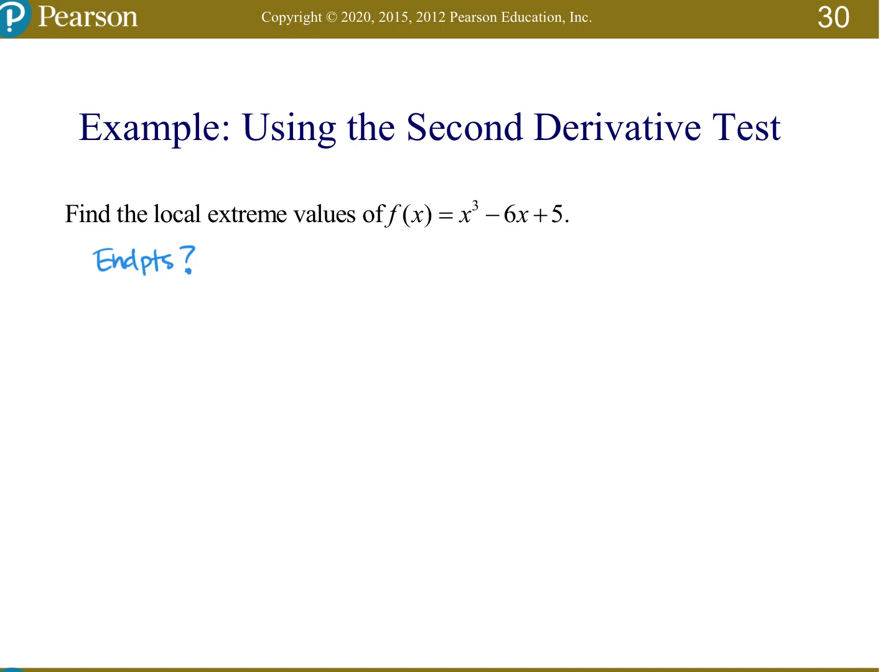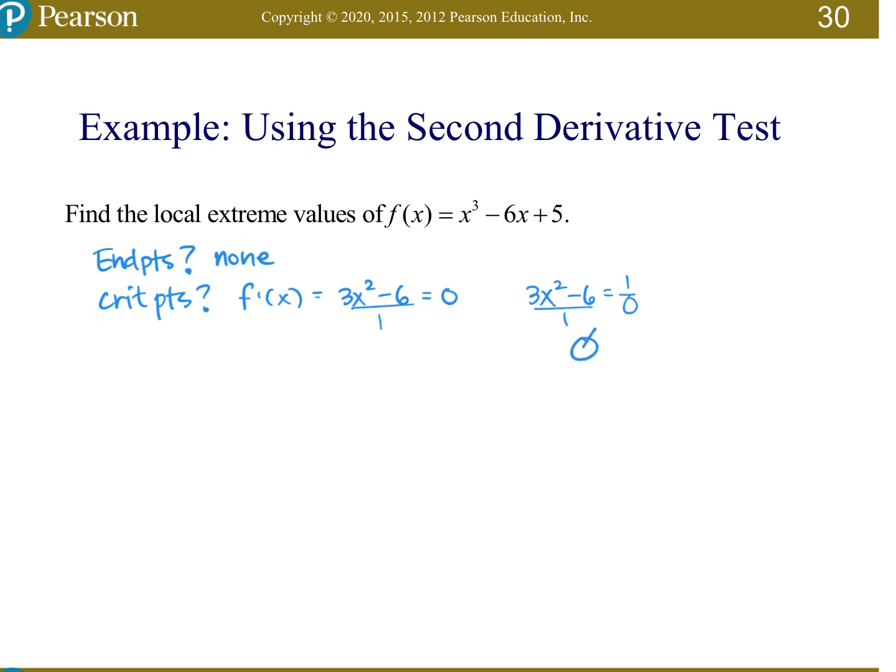Ask yourself if there are any endpoints. This is a cubic. Does a cubic have endpoints? Okay, so there are none. Then move on to the critical points. The critical points will be finding that first derivative, which is 3x squared minus 6, setting that both equal to 0 and equal to 1 over 0, cross multiplying by dropping a 1, and coming up with some solutions.